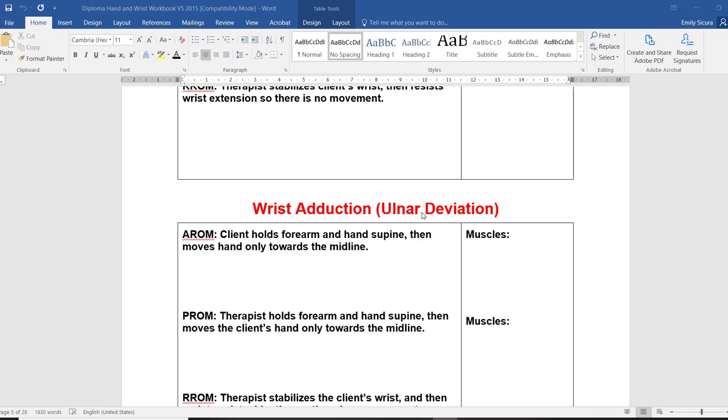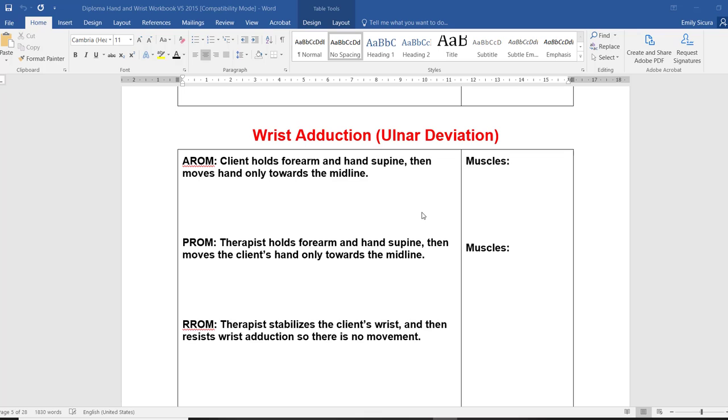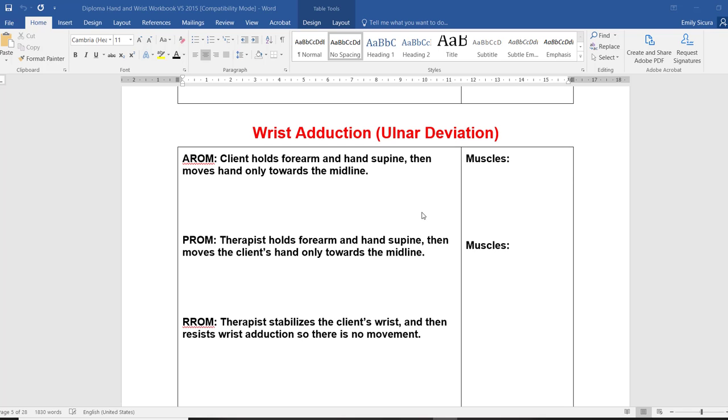Wrist adduction or ulnar deviation. Actively, the client holds the forearm and hand supine, then moves their hand towards the midline. Passively, the therapist holds the forearm and hand supine, then moves the client's hand towards the midline. Resistively, the therapist stabilizes the client's wrist and then resists wrist adduction, so there's no movement.